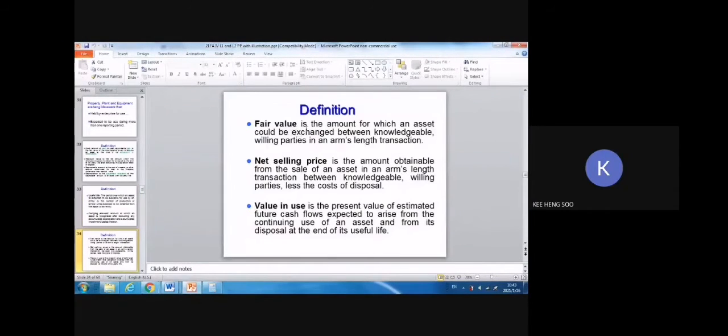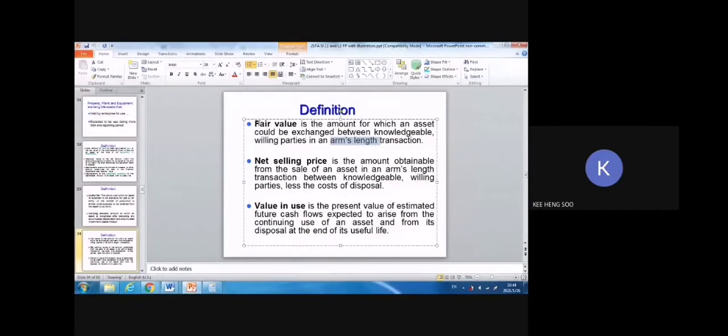The next one. Fair value. Fair value is the amount for which an asset could be exchanged between knowledgeable, willing parties. Knowledgeable means I know, you also know. Willing party, I'm willing to sell my land, you are willing to sell your piece of land in Pahang. In an arm's length transaction, you are not my son, you are not my daughter, you are not my uncle, my auntie's son or daughter. We have no relationship. There's no related party transaction. That is called arm's length transaction.